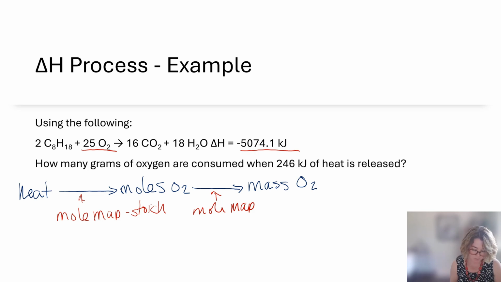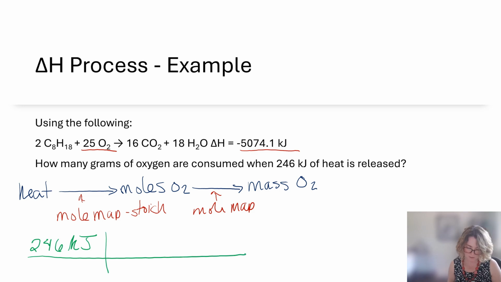In this case, I'm starting out with heat. So I'm starting out with 246 kilojoules. So I'm going to use my mole map. I want to use stoich. And here I'm comparing my energy to my moles of oxygen. Again, setting this up so that the units I don't want go away, and I'm heading in the right direction, and the units I do want end up in the numerator.